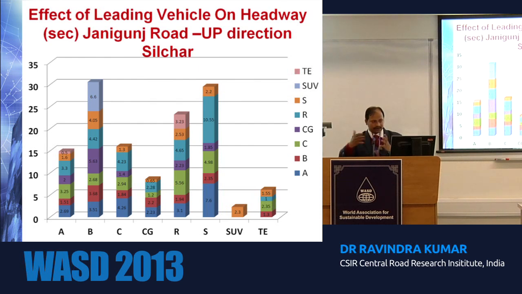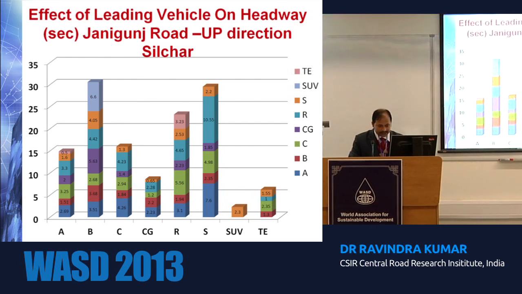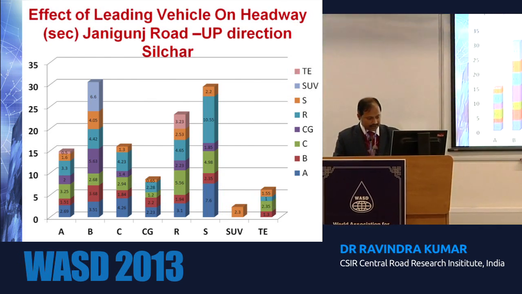Then we found the effect of leading vehicles on headways. These are the plots where for every lead vehicle we plotted which following vehicles are coming. As I said before, 2 seconds is the critical safety rule. If we go below 2 seconds, we are crossing the safety limit and there are chances of an accident. And you can see here 0.5 seconds, 1.3 seconds. So these are the cases.